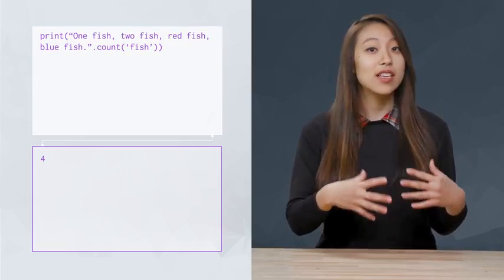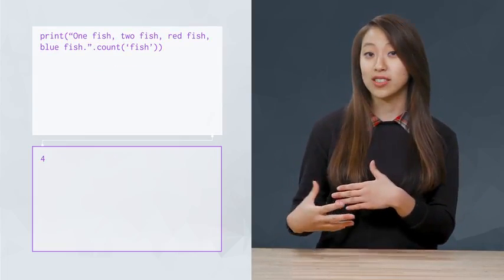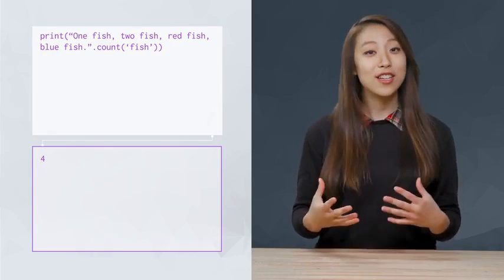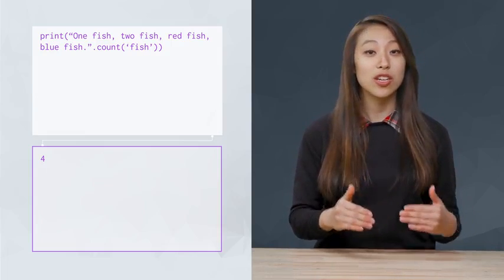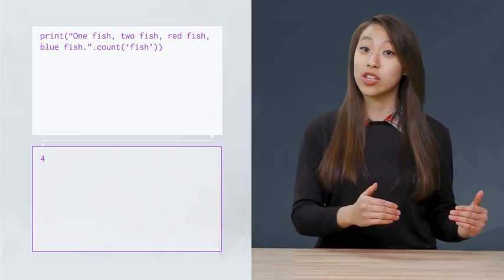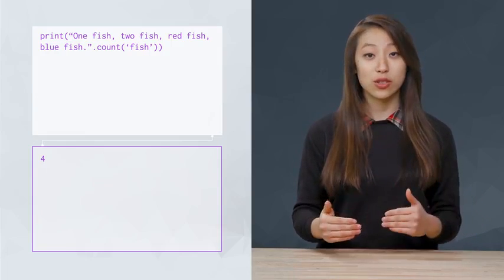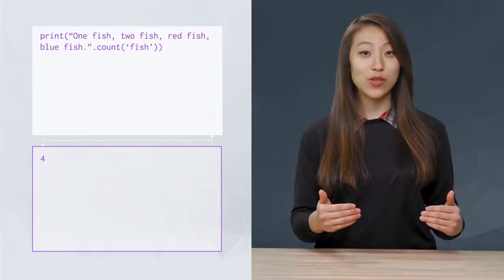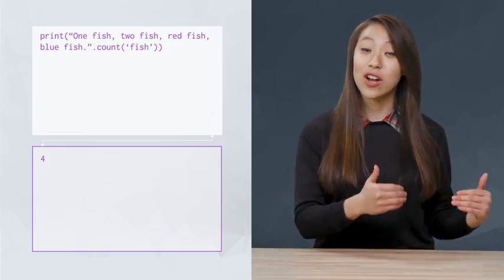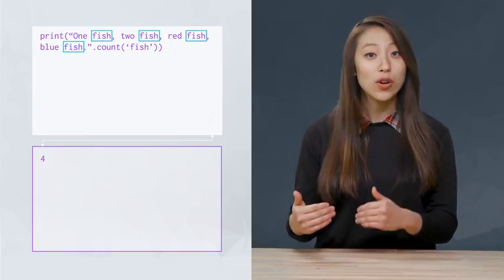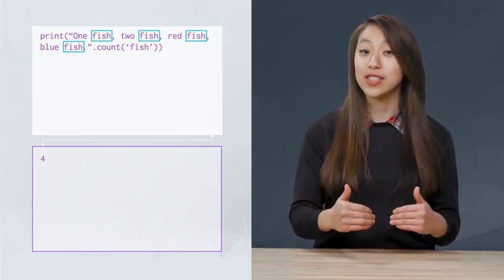Let's try a method that takes more arguments than just the object: count. Here, the count method returns how many times the substring fish occurs in the string. The object is the string one fish, two fish, red fish, blue fish, and the method is .count. And 4 occurrences of the word fish exist in the string.